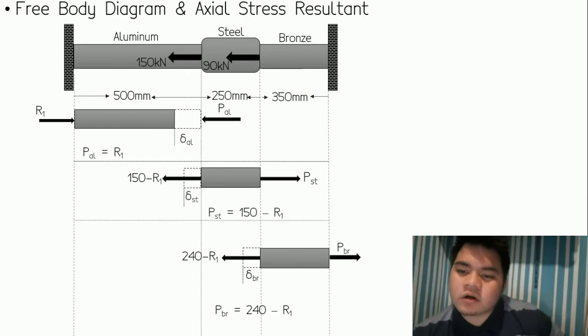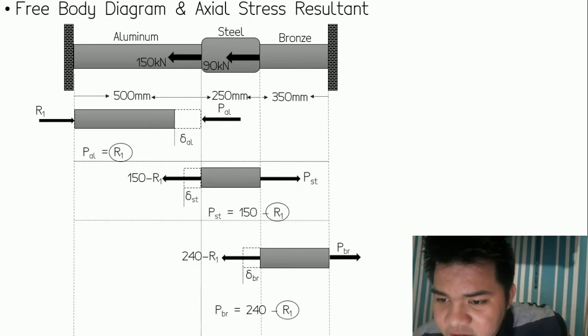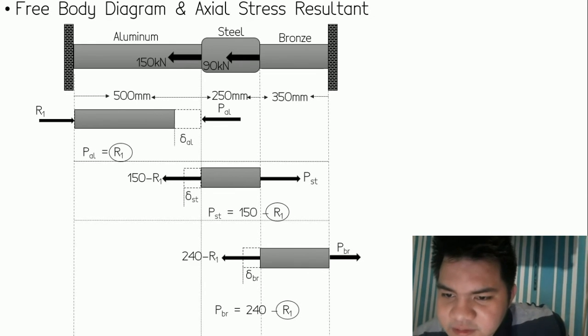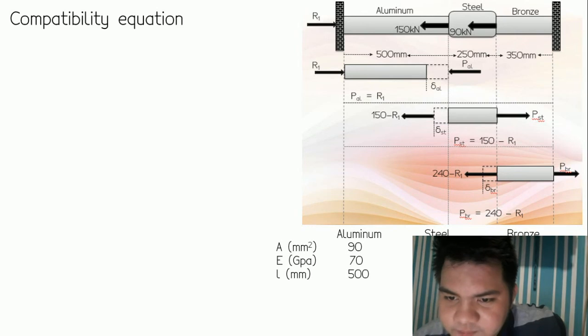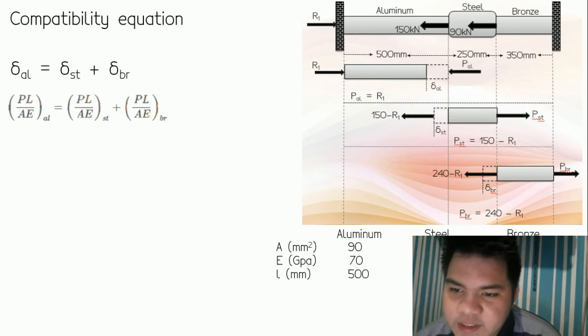We now know all the inner forces acting on each member, but we don't know yet the exact value of each force because of this unknown R1. So we need another equation to solve for R1. Let's try the compatibility equation. Based on the deformation of each material, I come up with this equation so that we can solve for R1.